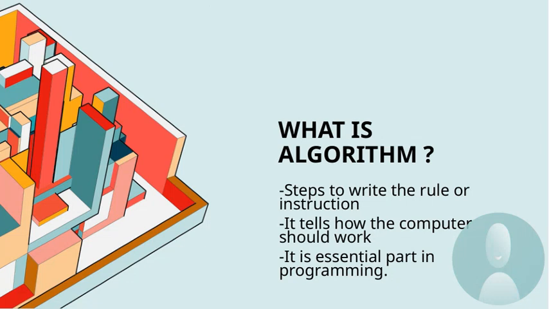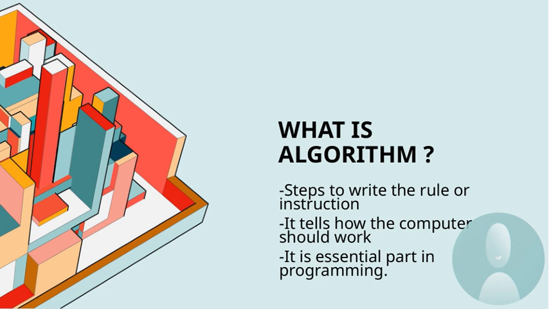So, what exactly is an algorithm? Well, an algorithm is basically a set of steps or instructions that you follow to solve a problem or complete a task. Think of it as a recipe in cooking. Each step needs to be clear and precise. When we talk about writing an algorithm, we're talking about creating these rules or instructions that tell the computer what to do. Now, these steps are crucial because they tell the computer how it should work. Without a clear algorithm, the computer wouldn't know how to process information or perform tasks efficiently. It's like giving someone directions. If they're not specific, they might get lost.